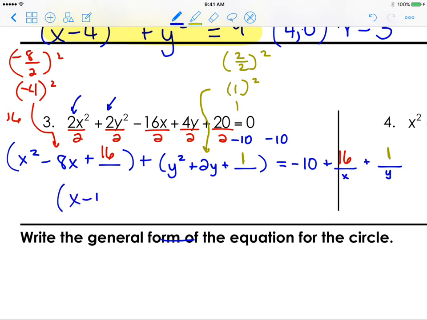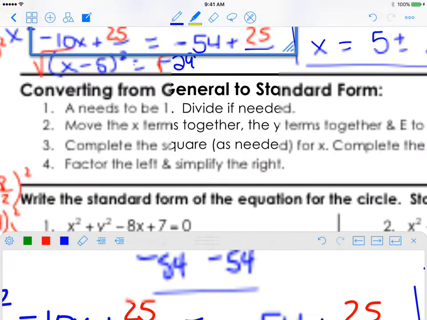So it's x minus 4 squared plus, all right, y plus 1 squared equals -10 plus 16 plus 1 is 7. Okay? And then boom, there is our completed, there's our standard form.